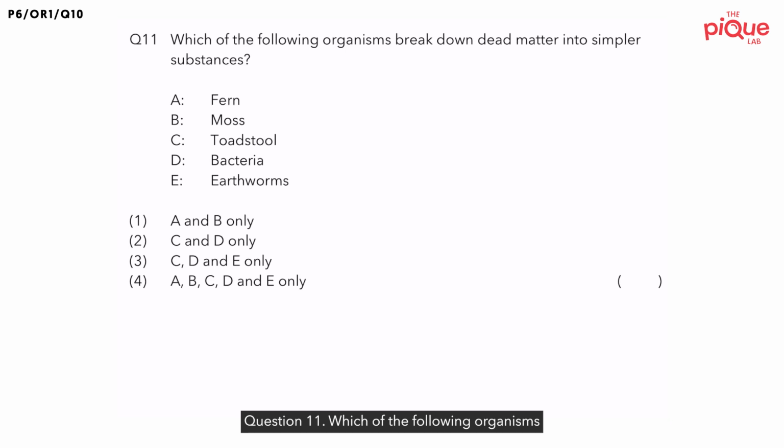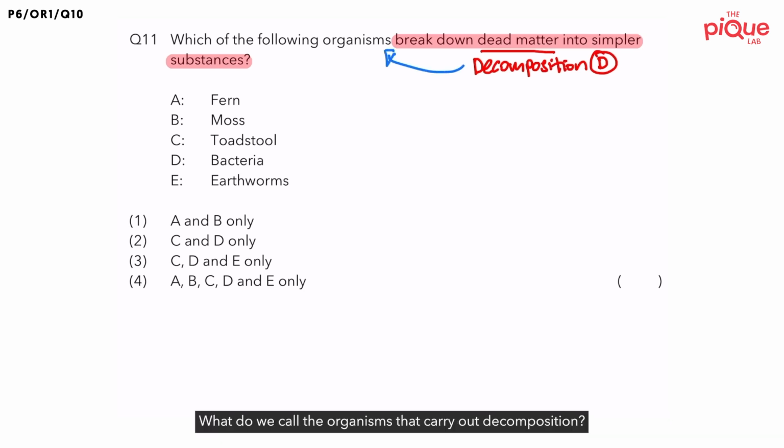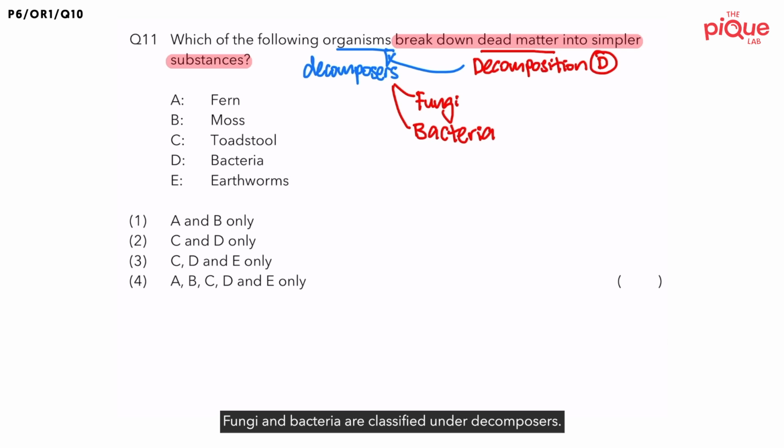Which of the following organisms break down dead matter into simpler substances? In the topic of Web of Life, what is that process that breaks dead matter down into simpler substances? That process is called decomposition, and I will use the letter D as a short form for decomposition. What do we call the organisms that carry out decomposition? They are called decomposers. And what group of organisms are classified under decomposers? Fungi and bacteria are classified under decomposers.